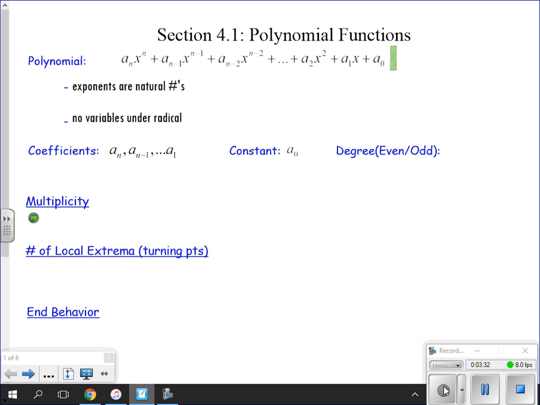A sub 0 is the constant in our polynomial. So if we have x plus 1, our constant is 1, that plus 1. X squared minus 2x plus 3, the 3 is a sub 0. That's our constant on its own. And the degree is the highest power. The nth power is our degree.